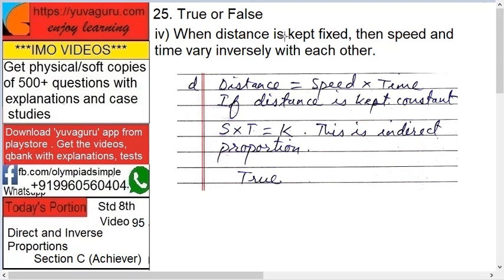Next, when the distance is kept fixed, then the speed and time vary inversely with each other. So what is distance? Speed into time. Now this is kept constant. So what is the definition of direct proportion or inverse proportion? Inverse means the product of these two should be constant. That's what is called inverse. And if the division of these two is constant, then it's called direct proportion. So if distance is kept constant, then speed into time will be constant. So this is inverse. That's why the answer is true.